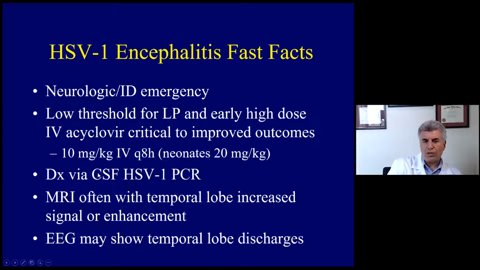The diagnosis is made by checking your CSF PCR for HSV-1. The sensitivity of that is extremely high, probably close to 98%. The MRI is often associated with temporal lobe increased signal on T2 weighted image and enhancement on T1 weighted image. That's very important. It's usually unilateral, but can be bilateral. And the EEG can show temporal lobe discharges.